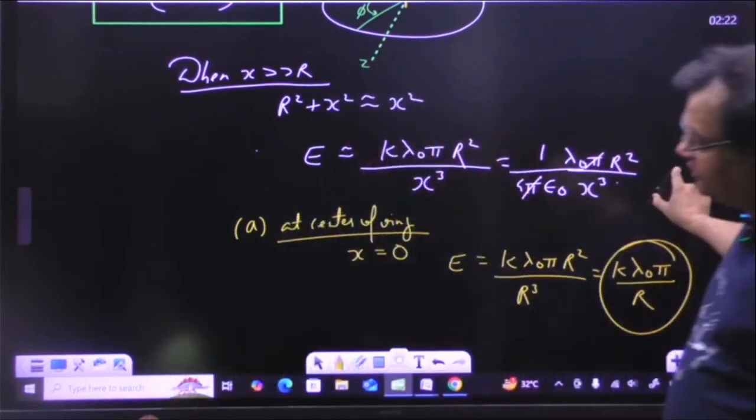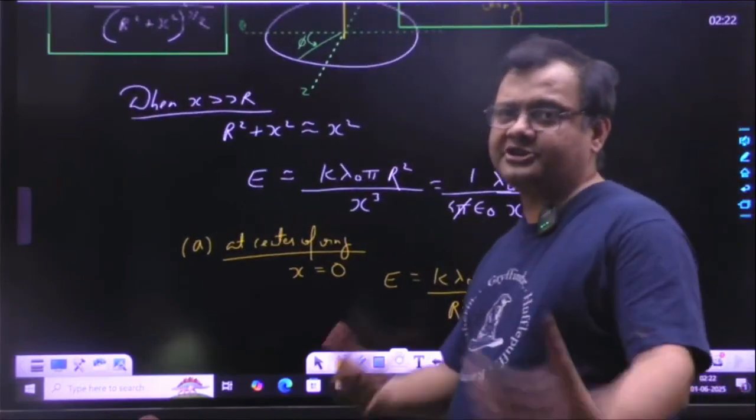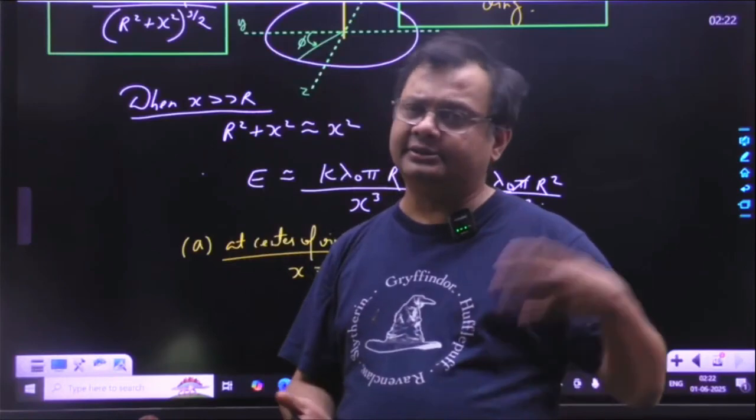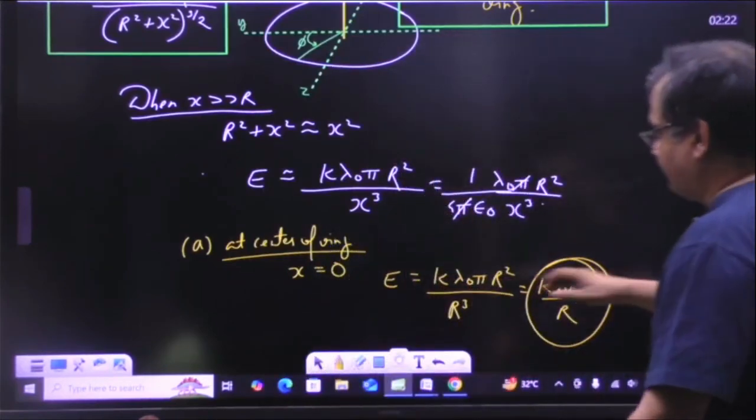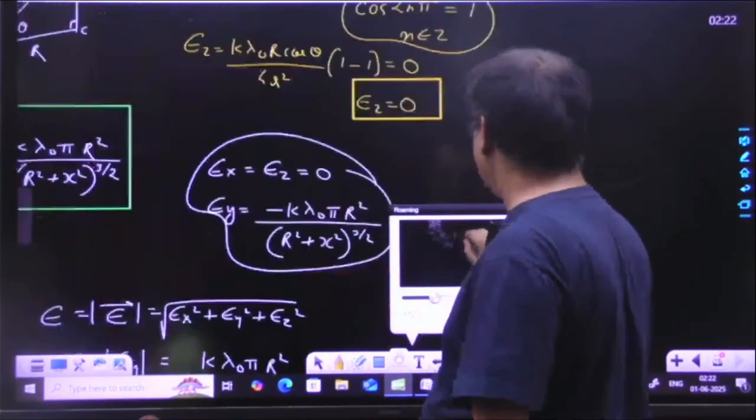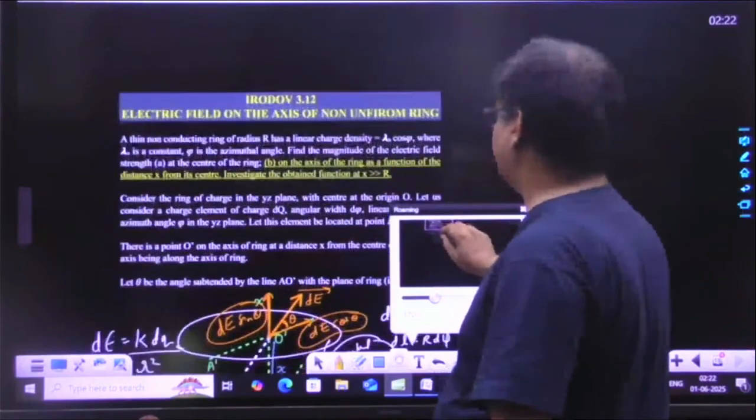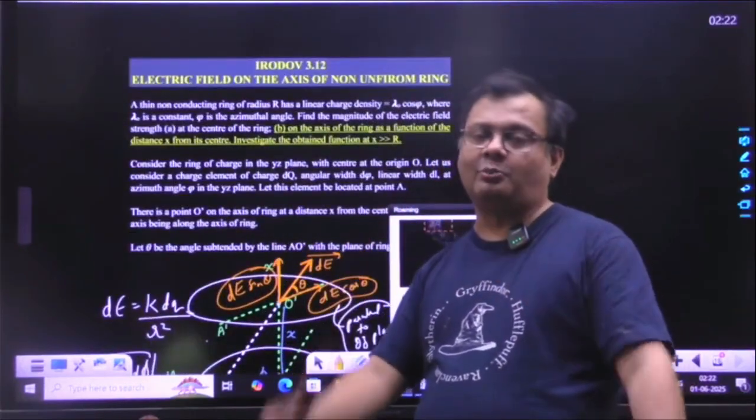So instead of doing the center of the ring as an independent part, the wisdom is first to find the field at a generalized point x on the axis, and then take the center as a special case and find its field by taking x equal to 0. So this is the complete solution of all the parts of problem 3.12, which is a very good problem. It needs a good amount of visualization in three-dimensional vector components. Got it?